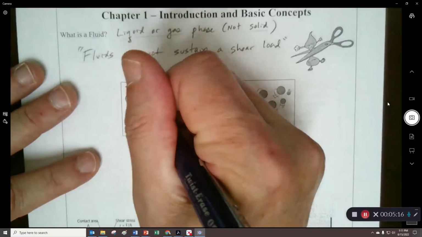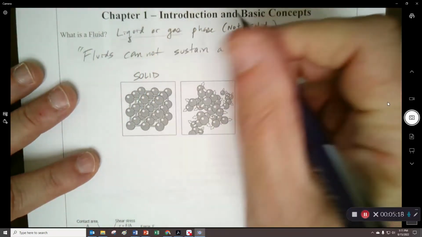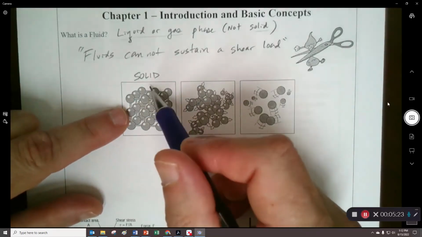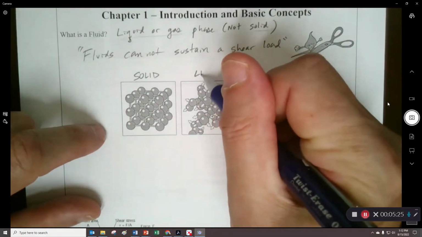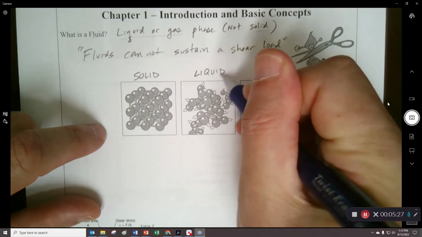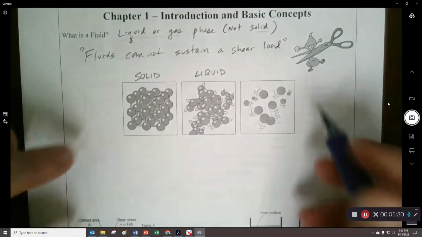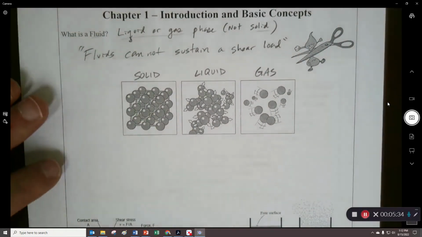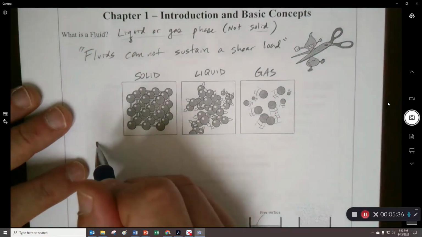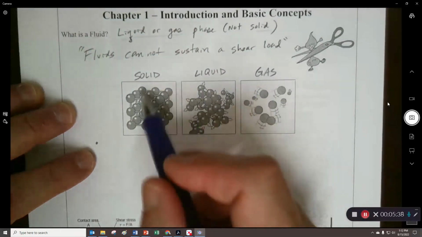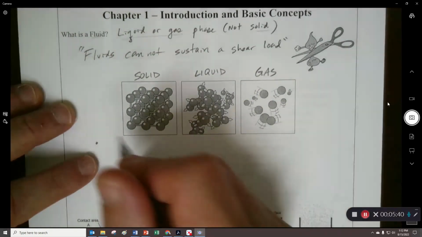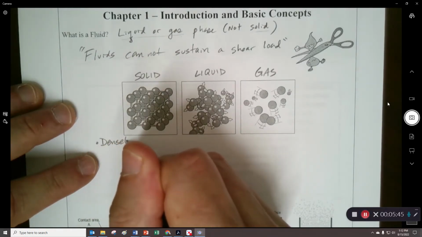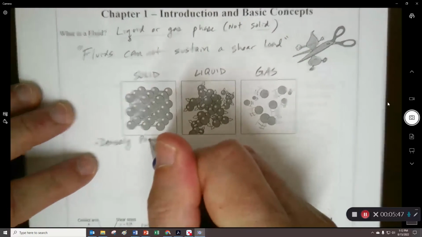But let's take a look and make some compares and some contrasts. So here's an image of the molecular structure of a solid compared to a liquid, and they show little arrows going every which way, and then a gas. Some of this is very basic stuff that you probably know really well, but let's think in terms of the molecular structure here. So one thing about a solid: these are densely packed molecules.